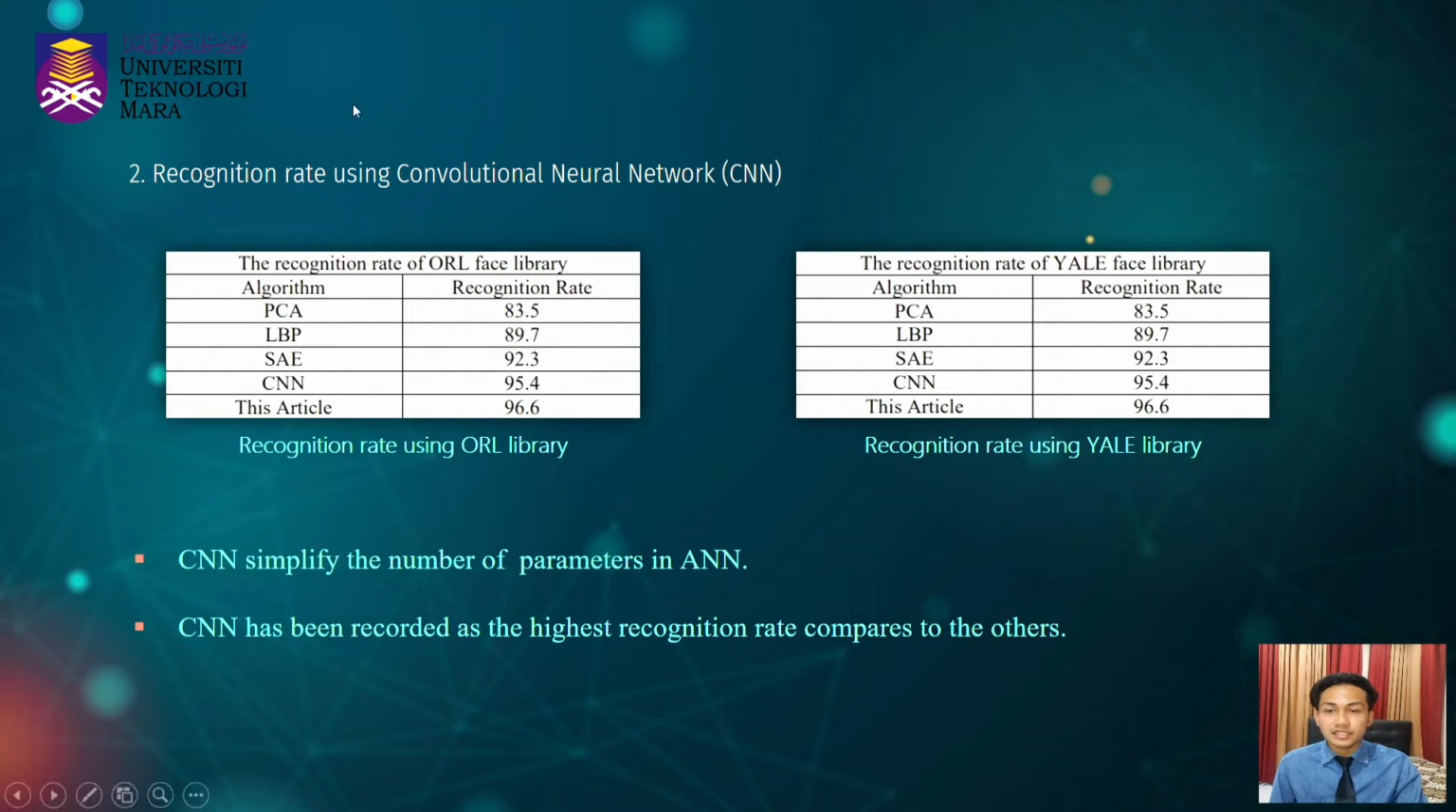Next one is the recognition rate using convolutional neural network. According to research done on two different face libraries, Yale and ORL, tested using 5 different algorithms, the experiment result came out that convolutional neural network scored the highest recognition rate compared to the others, because convolutional neural network simplifies the number of parameters in neural network.